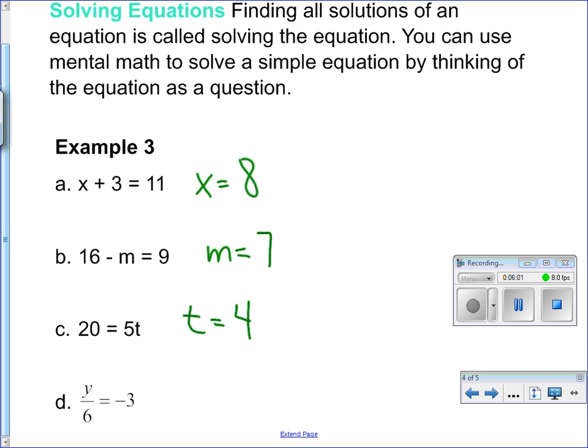So now we have D. We have D is y divided by 6 equals negative 3. This is a division problem. What's the opposite of division? Multiplication. So if you can't do this in your head, you can multiply. You can multiply negative 3 times 6. What is negative 3 times 6, class? Negative 18. So you can do y is equal to negative 18. This is how I want you to pose your answers too. The variable is equal to the solution to the equation.